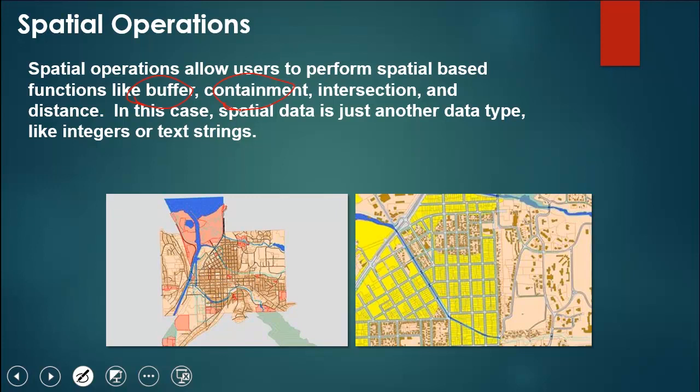Does one object contain another one? Do different objects intersect? Or what's the relationship in terms of distance between objects? So in this case, spatial data is just another data type, like we've been saying, just like integers or text strings or numeric values, but they do in fact have operations that we can perform on them.